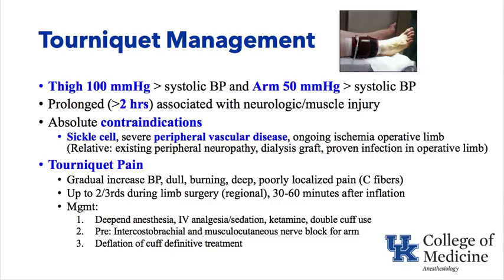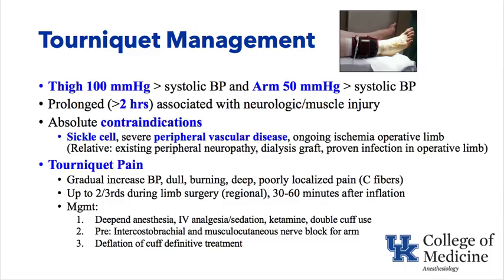A tourniquet on the thigh, usually it's inflated to about 100 millimeters of mercury above the systolic blood pressure, and if it's on the arm, about 50 millimeters of mercury above the systolic pressure. We usually don't want that tourniquet to remain up more than about 2 hours maximum because after that it's associated with neurologic and muscle injury.